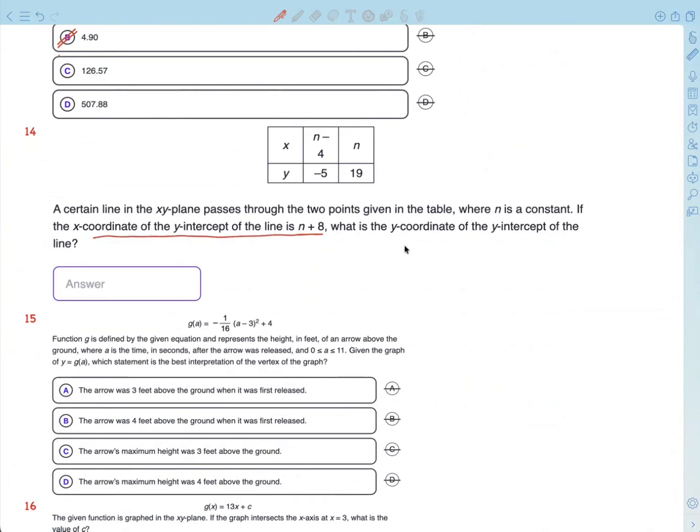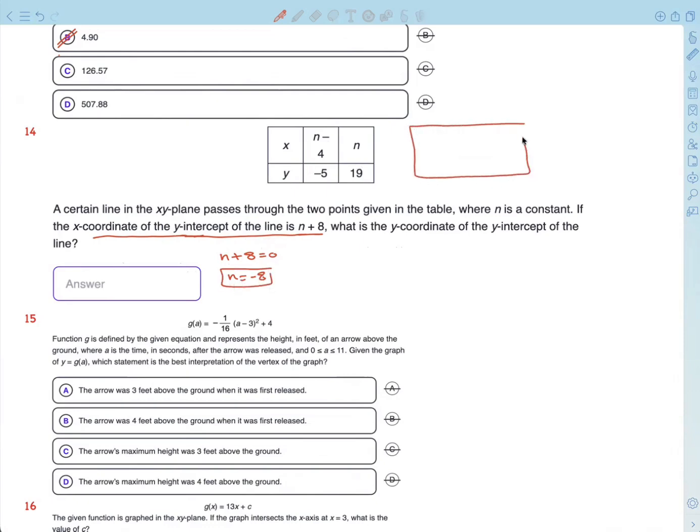What is the y-coordinate of the y-intercept of the line? We have that the x-coordinate of the y-intercept of the line is n plus 8. At the y-intercept, x equals 0. So n plus 8 equals 0. It means we can find the value of n. So n equals negative 8. Now we can replace n with negative 8 in this table.